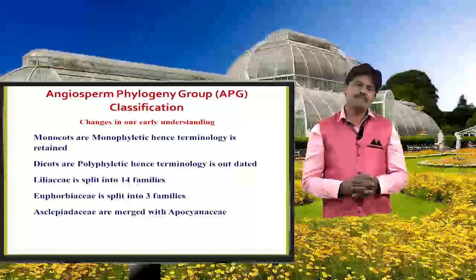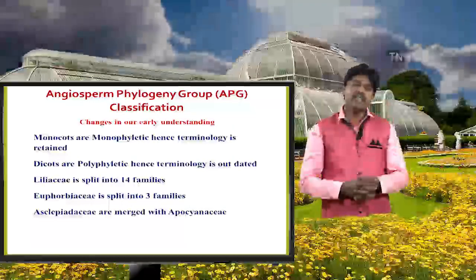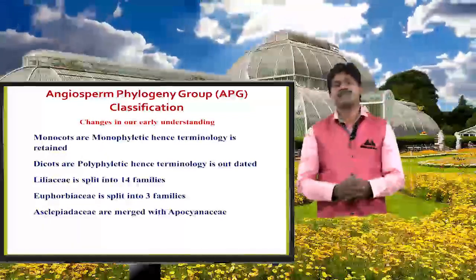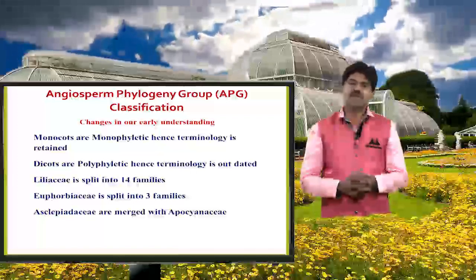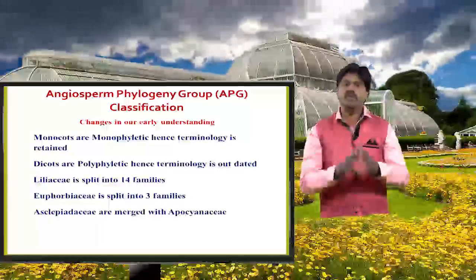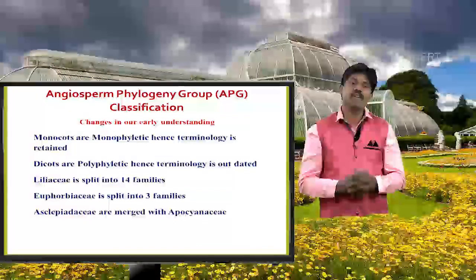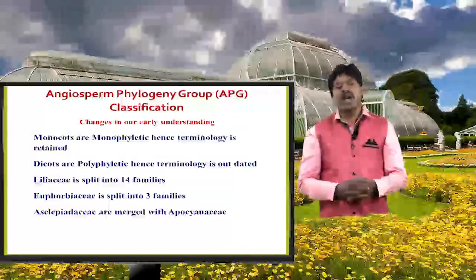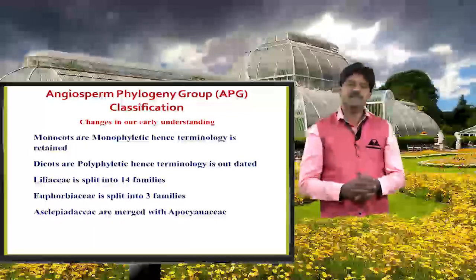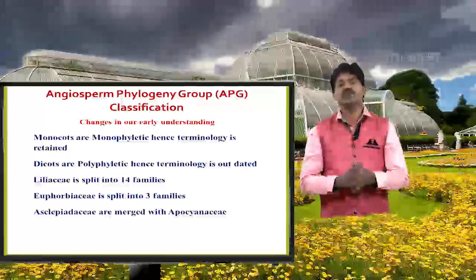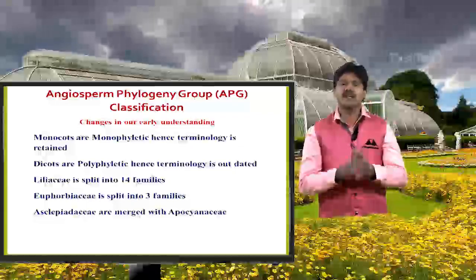Liliaceae is split into 14 families, and Euphorbiaceae is split into 3 families. Earlier, Phyllanthus was a genus. Now Phyllanthus is separated. It becomes a family now, Phyllanthaceae. Asclepiadaceae and Apocynaceae are both merged into a single family. So these are the changes in APG.